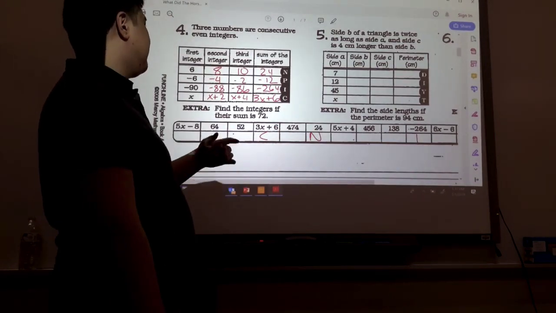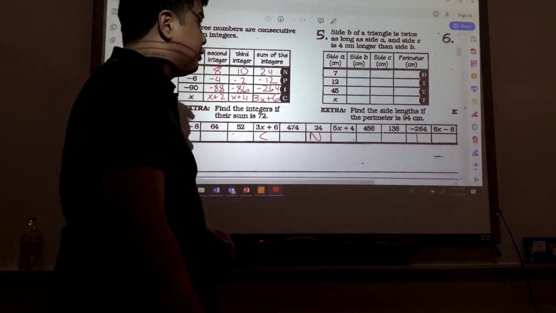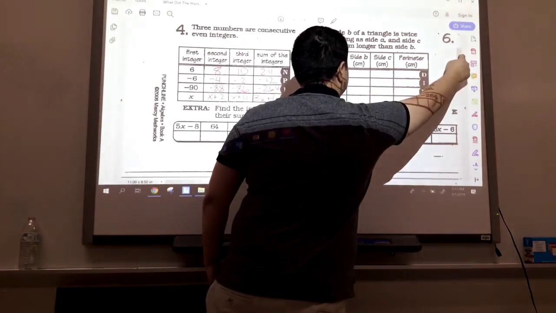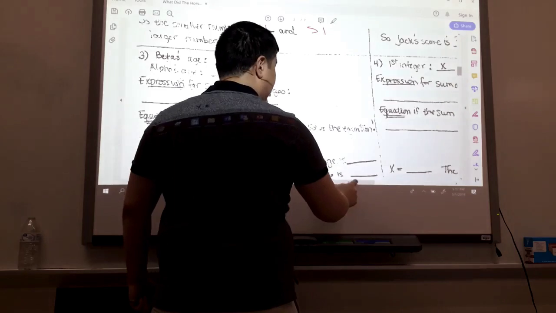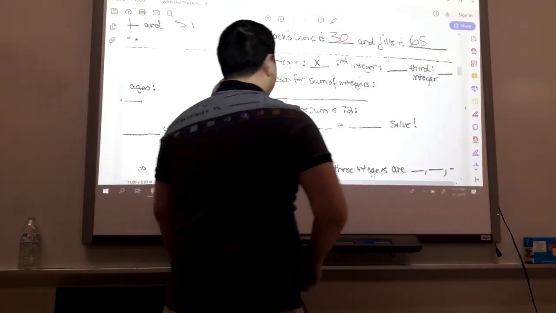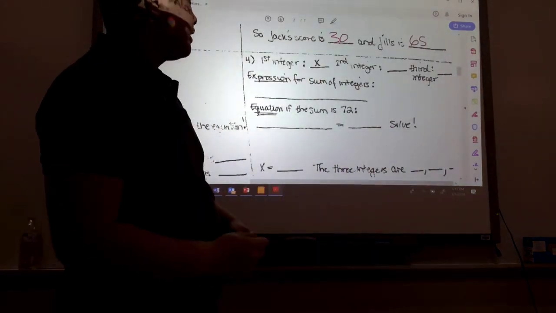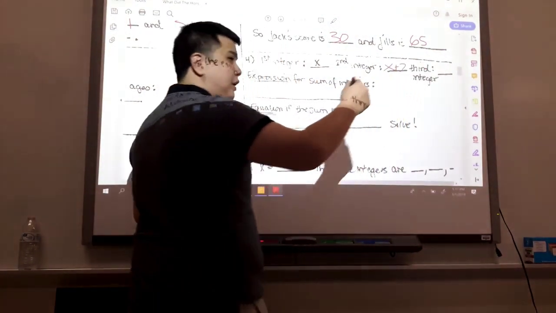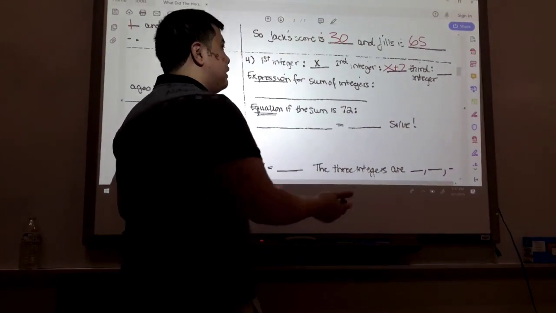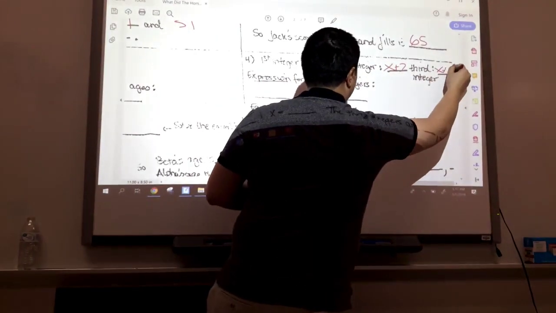The question is, find the integers if their sum is 72. So let's go down to question number 4 over here. We said the expression for the first integer is x, the expression for the second one is x plus 2, and the third one, which is 2 more than x plus 2, is x plus 4.